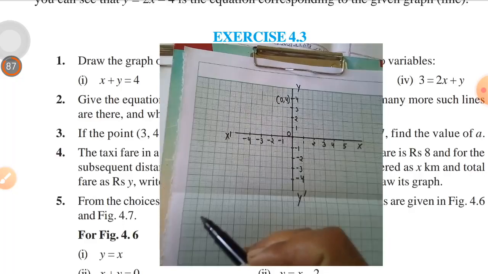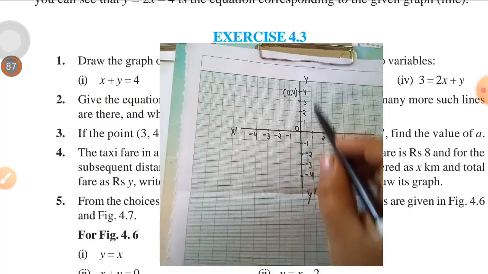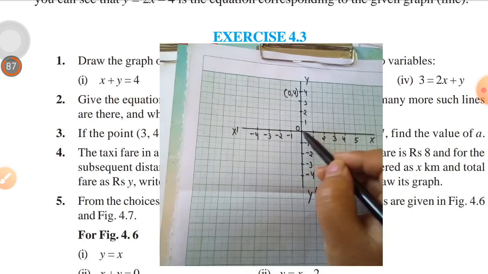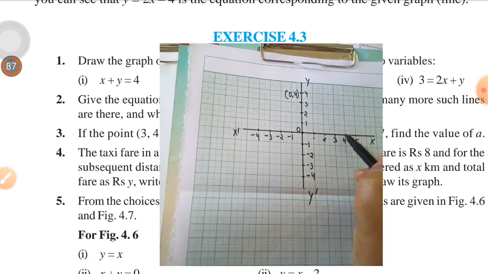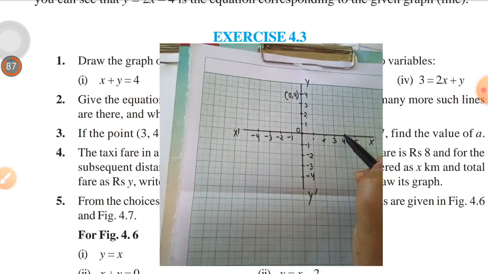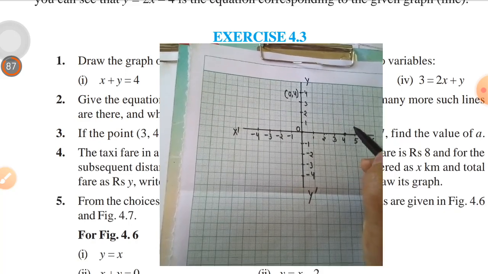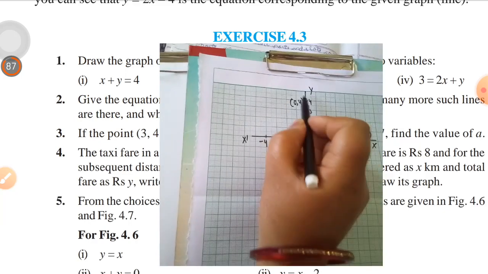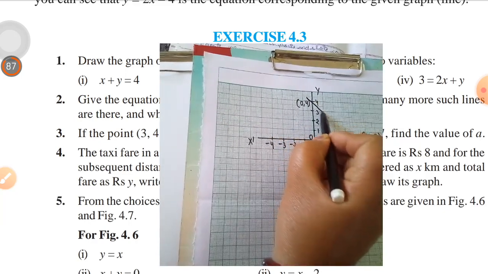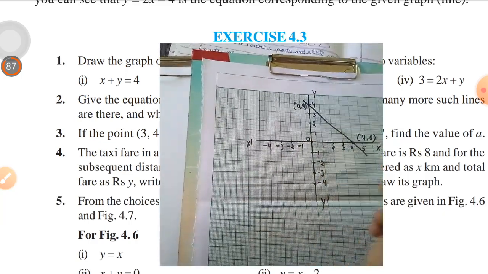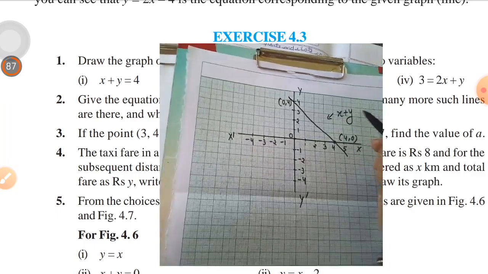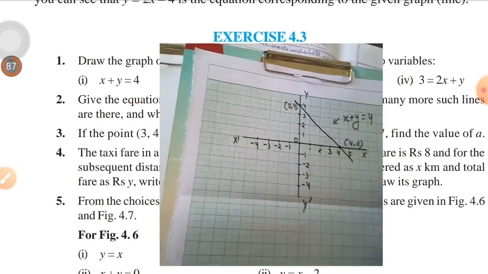The other point is 4 comma 0. The first is the x coordinate. So first we have to move along the x axis. So 4 means 1, 2, 3, 4. 4 and 0 means now we will not move further anywhere. So this is 4 comma 0. Now you will join these two points with the help of a scale, though I am just joining with the help of hand. So this is the actual graph of the equation x plus y is equal to 4.